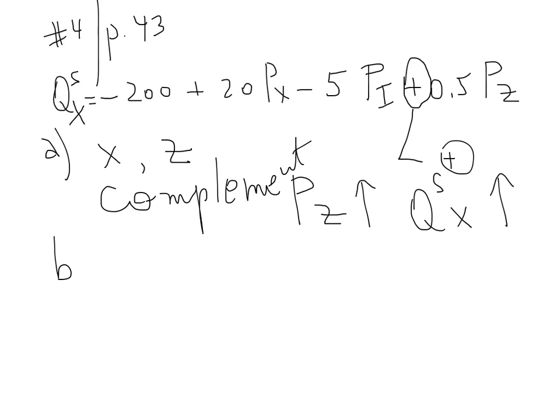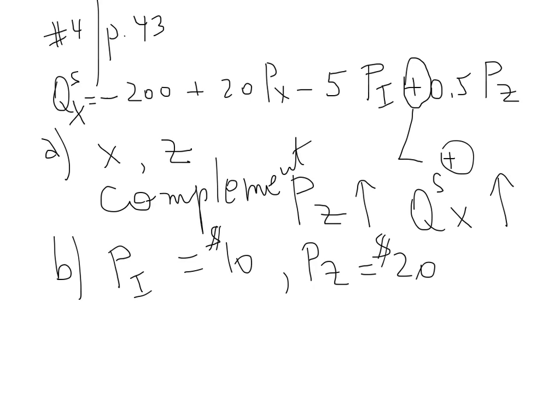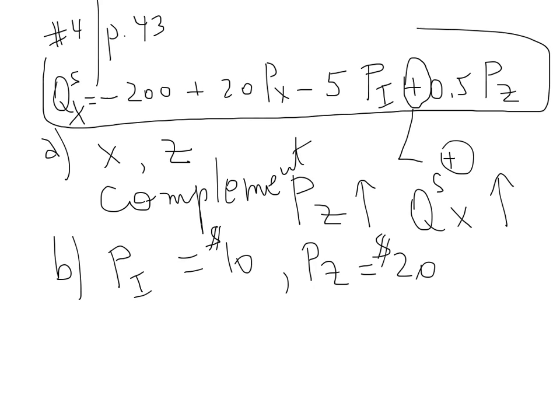So we answer the first question here. And for B, we have to answer what is the equation of the supply curve if the input price is $10, and the price of Z, the other good, the complementary good, now we know it's a complementary good, is 20. So what we have to do now is plug into the equation above. That's our equation that we work with.